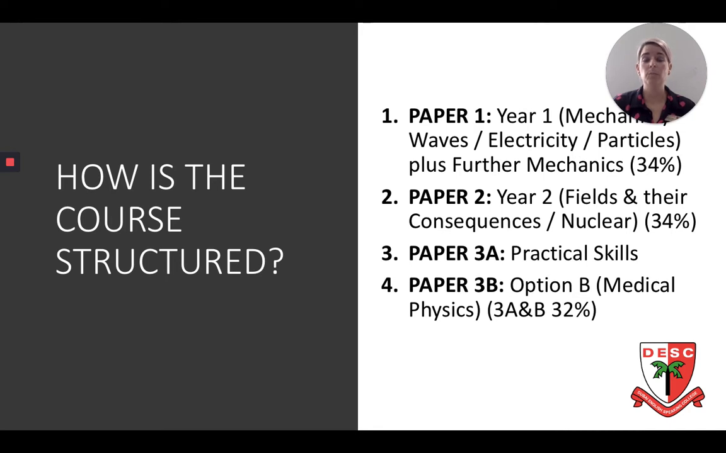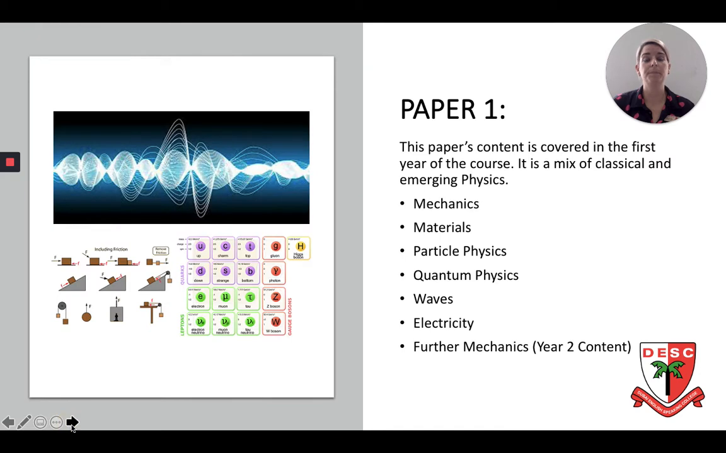Paper 3 is broken into 2 separate parts. The first part is based on our practical skills. We learn this content through doing experiments and linking our concepts with practical applications. Part B is an option unit. Here at DESC, we have chosen to do option B, which is medical physics. Paper 3A and paper 3B together make up the last 32% of the paper.